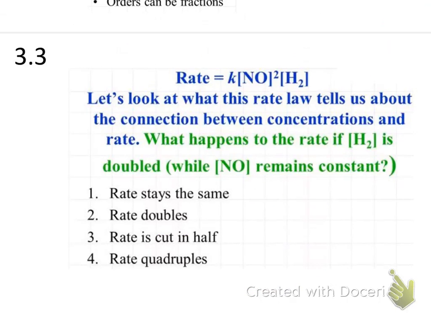So let's take a look at this problem. Let's look at what this rate law tells us about the connection between concentrations and rate. I want you to think about what's going to happen to the rate if H2 is doubled while the concentration of NO remains constant. So give that some thought and answer the question.